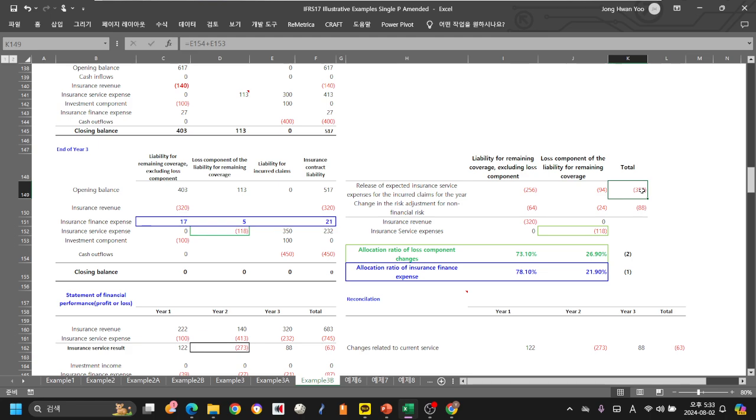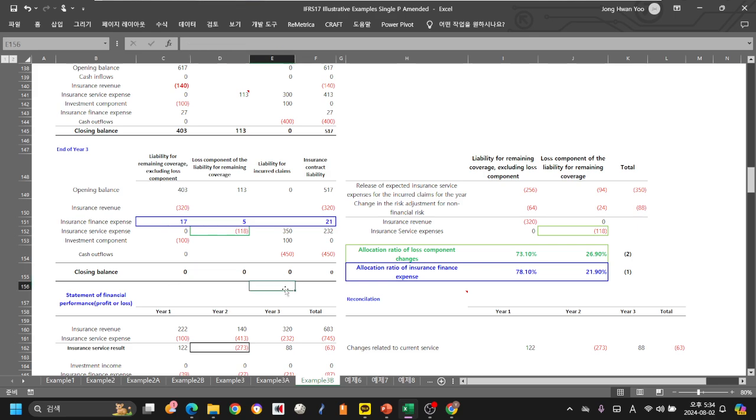Once I do that, this one has to be allocated like this. Total 350 is like this, and also RA is allocated 24 and 64. So if you add up, this 118 goes here to reverse the loss component that we already recognized as a loss. And the insurance finance expense becomes zero. You have to do the reconciliation like this, and the rest goes to this portion to make it zero, right?